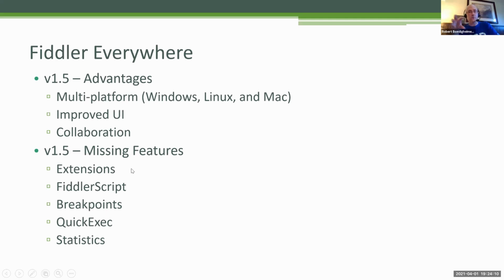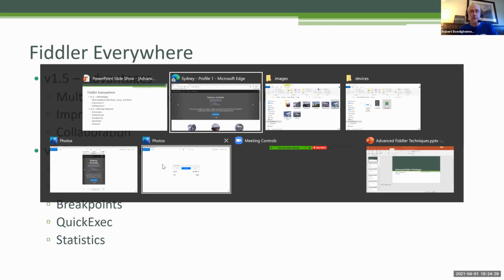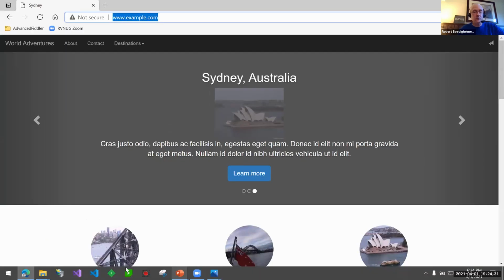Because this is relatively new, they're still moving features into it. So the things that I showed you tonight, extensions, Fiddler Script, breakpoints, quick exec, some of the statistics and stuff, are not yet in version 1.5. But if you want cross-platform and you're not using a lot of those features, it's a good choice.